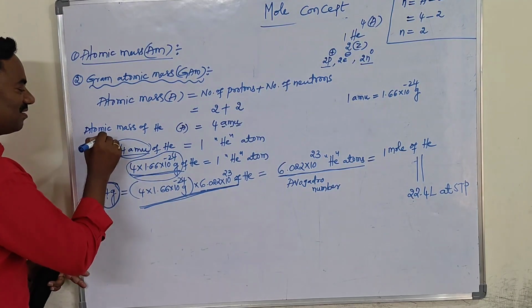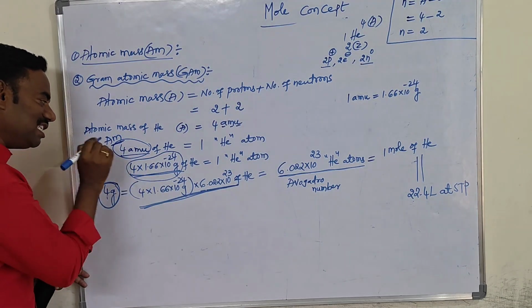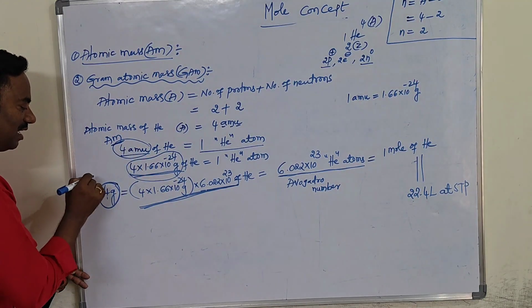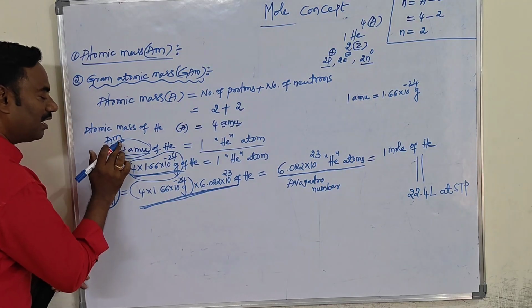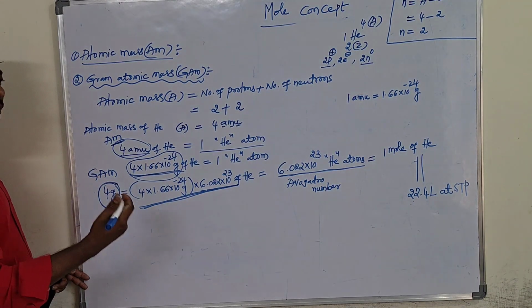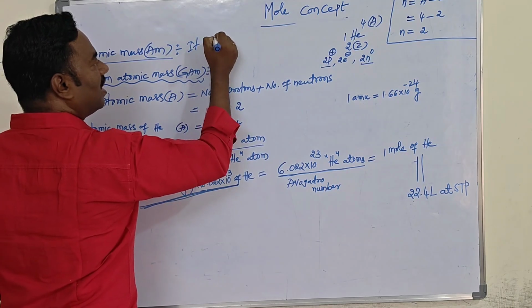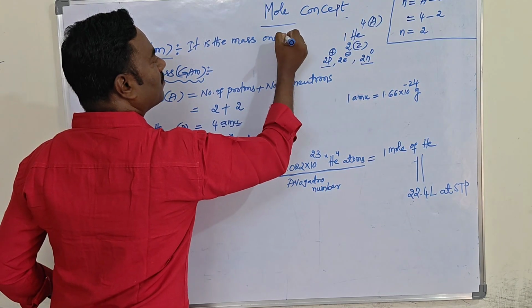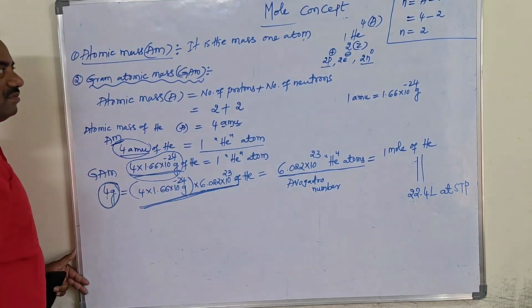Now I want to say the definition for atomic mass. This is atomic mass. Atomic mass means it is the mass of 1 helium atom. This is atomic mass, this is gram atomic mass. Atomic mass is the mass of 1 atom.